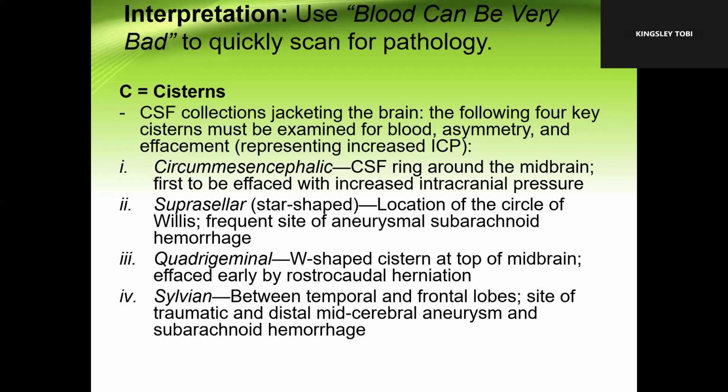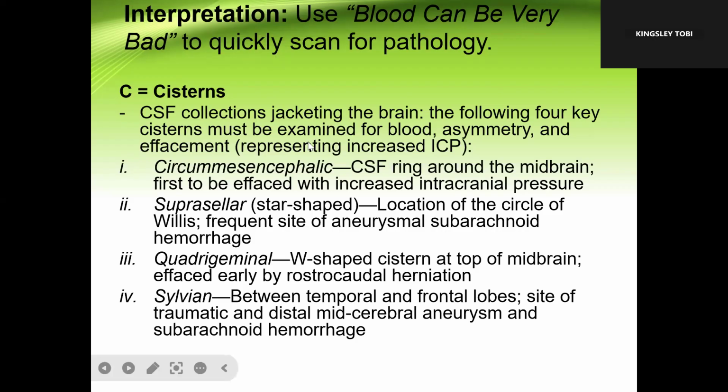The quadrigeminal cistern is W-shaped, at the top of the midbrain. During rostrocaudal herniation, this is the first cistern that is effaced. The Sylvian cistern, which is between the temporal and the frontal lobe, is a site of traumatic and sometimes distal middle cerebral aneurysm and subarachnoid hemorrhage. So you look at them systematically.